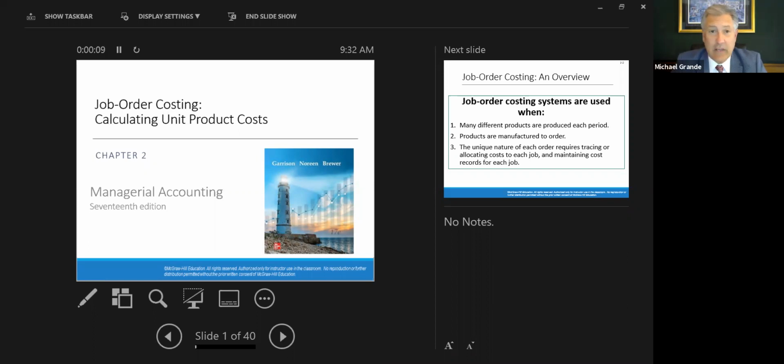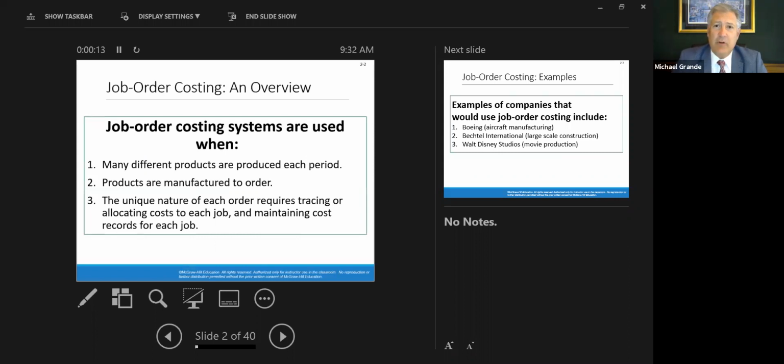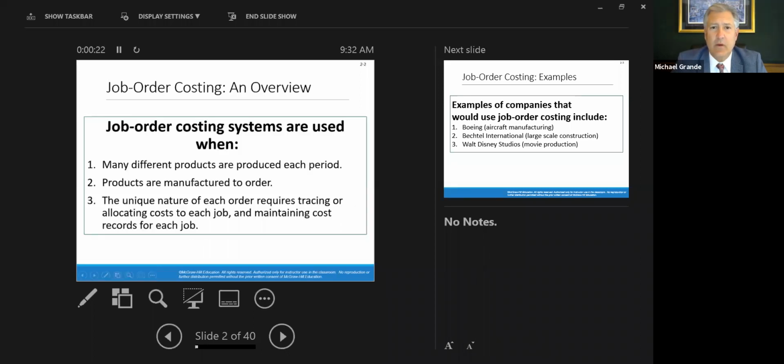Job order costing, calculating unit product cost. Job order costing systems are used when many different products are produced each period. Okay, this is not process costing. Process costing is where you produce one product all the time. Same product, mass production. No, job order costing is the houses, right?